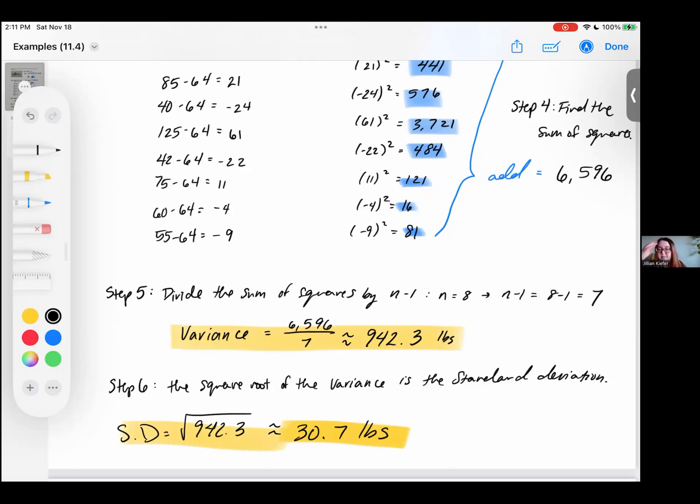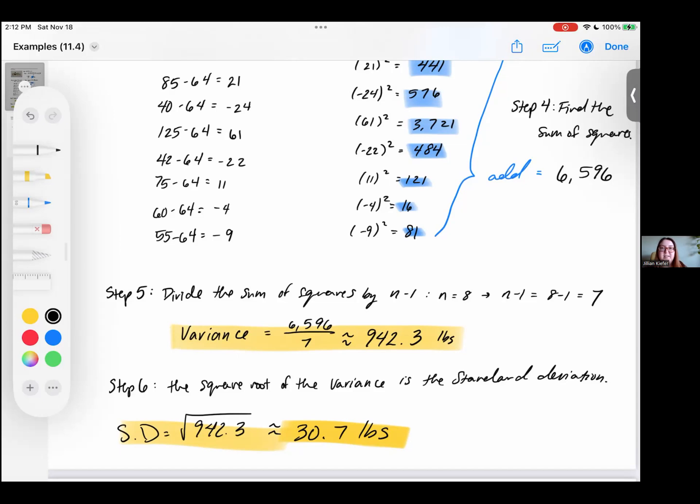So there we have it. In this case, we say that most of our dog weights should fall within about 30.7 pounds of the mean. When we say about 30.7 pounds, we're saying a little bit more and less. So about 30 pounds more and about 30 pounds less. All of our data should fall somewhere mostly within that smaller range that we have.